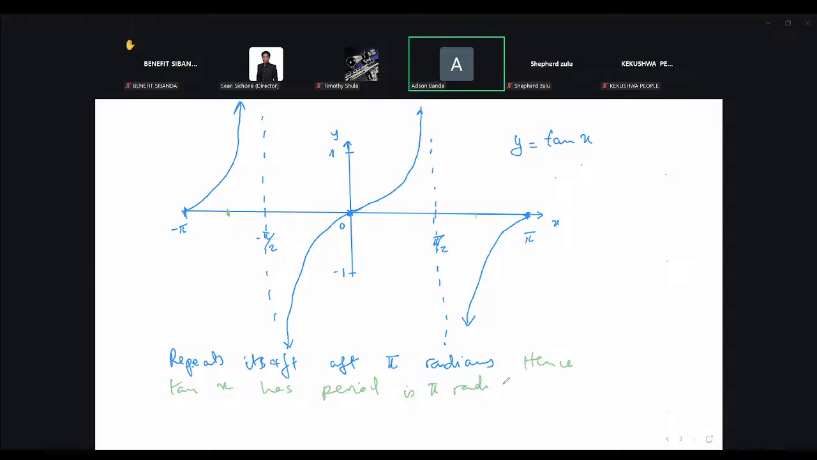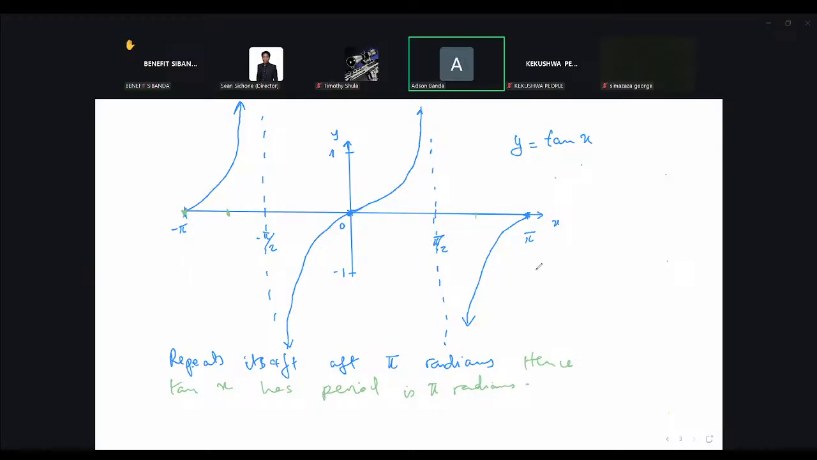Yes, there is a hand from Benefit. Please go ahead. Can you repeat how you sketched the parts on the positive side and the other one on the negative side? I'm still confused. The one between negative pi over 2 and positive pi over 2, I've understood. But what I haven't understood is how you sketch the positive pi and the negative pi. So you mean the point here at negative pi? Yes.